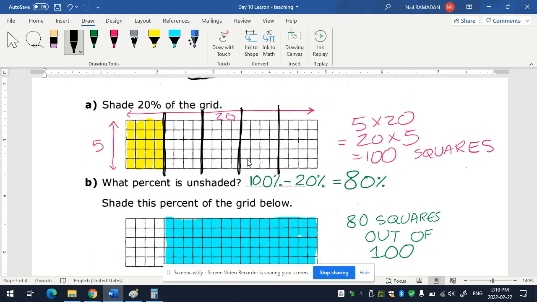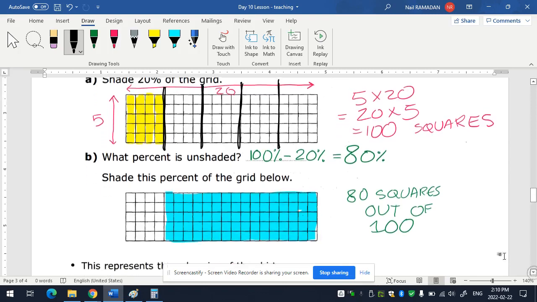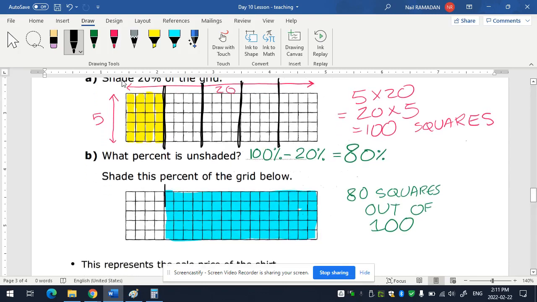How many pieces divide the whole thing? 5 pieces. Piece 1, piece 2, identical, they have to be. Piece 3, piece 4, piece 5. How many did I just shade? 1. So we shaded 1 out of 5, which means how many are left unshaded? 4. I can guarantee it. If you have 5 pieces and you shaded 1, that means you are left with 4.